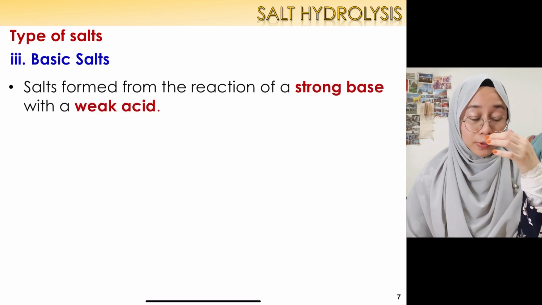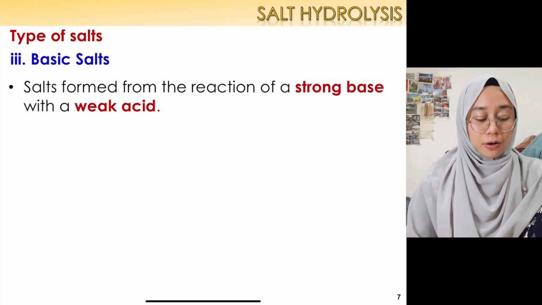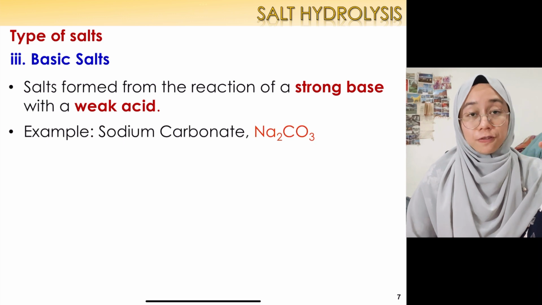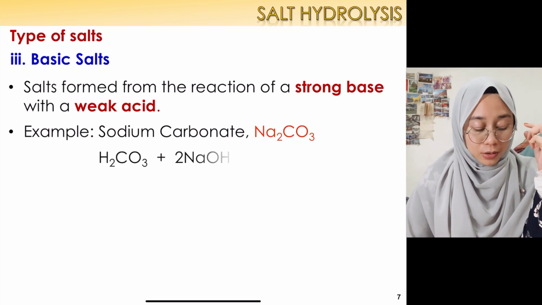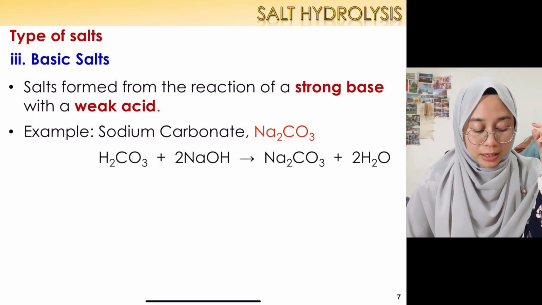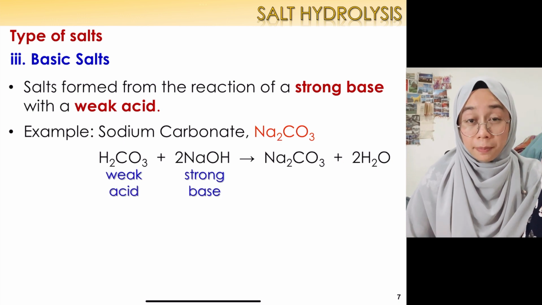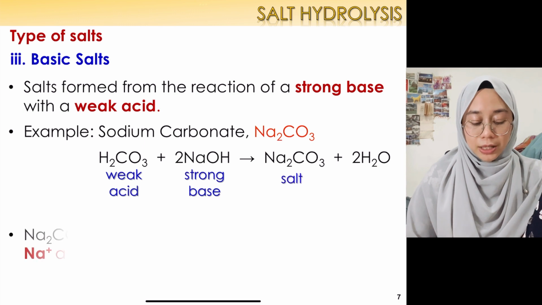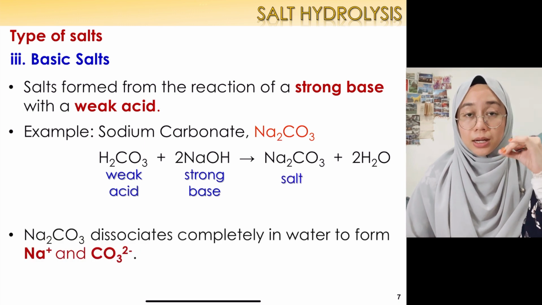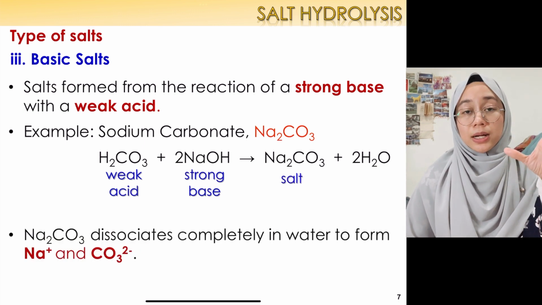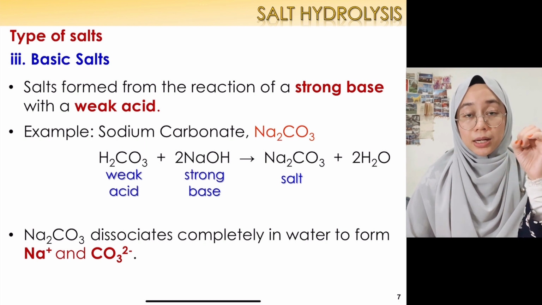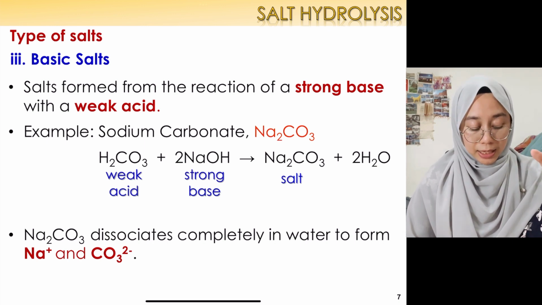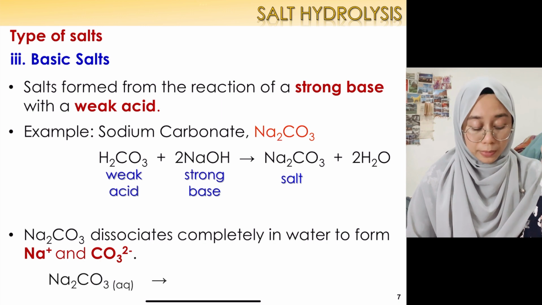So kalau basic salt pula, it is formed from the reaction of a strong base with a weak acid. So for example, kita ada sodium carbonate. So sodium carbonate kita dapat daripada a weak acid H2CO3, and then kita ada a strong base NaOH. So kita akan dapat salt dekat situ. So bila kita masukkan salt dengan water, dia akan dissociate completely, menghasilkan Na+ and also CO3 2-.